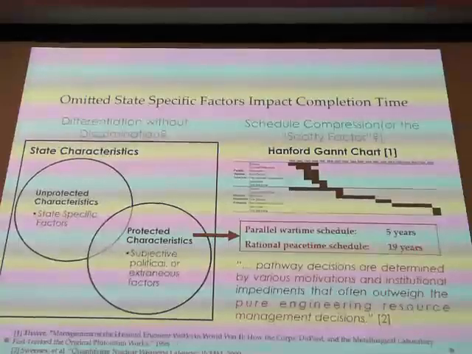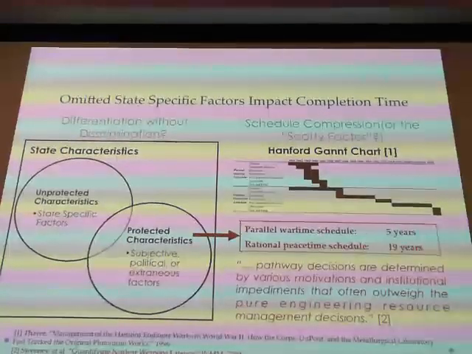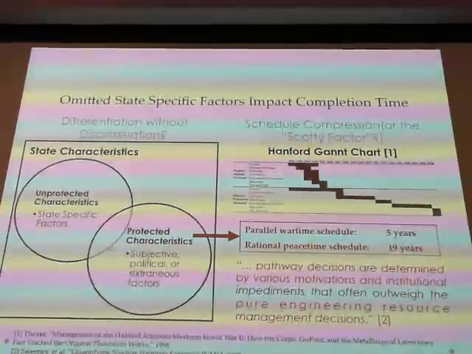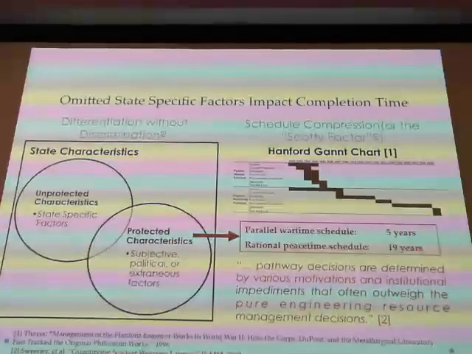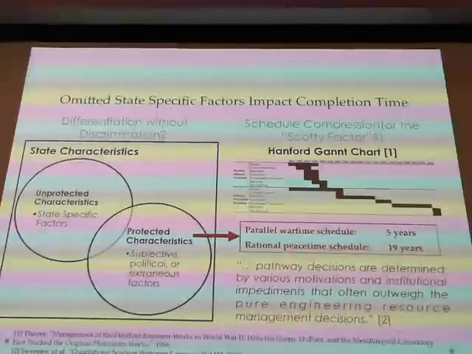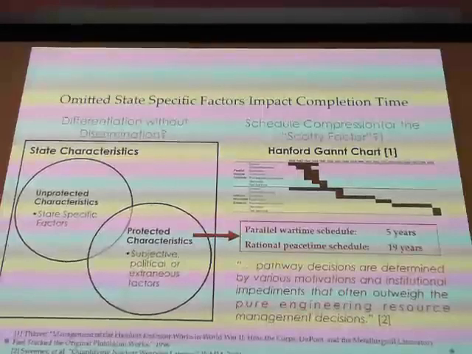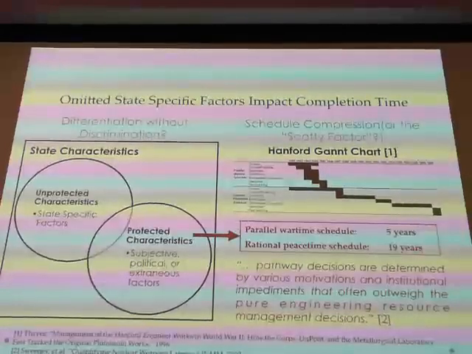And we've seen some evidence of schedule compression. This is an example from the Hanford project. This is a retrospective analysis written by one of the project managers who claims that he accelerated the completion time of this project from 19 years down to 5 years. That's about a factor of 3.